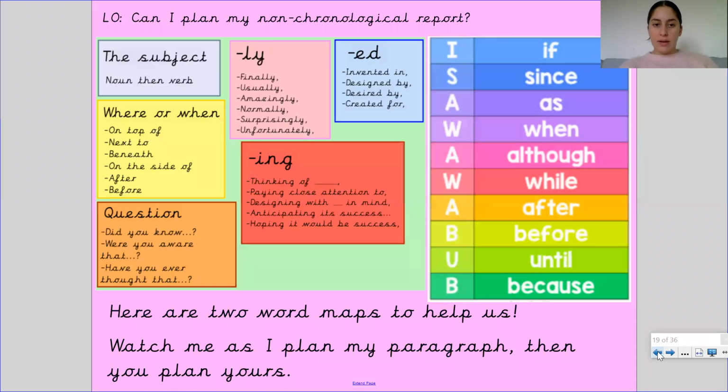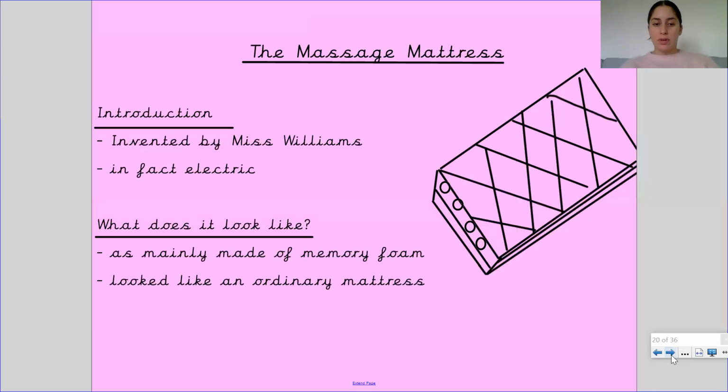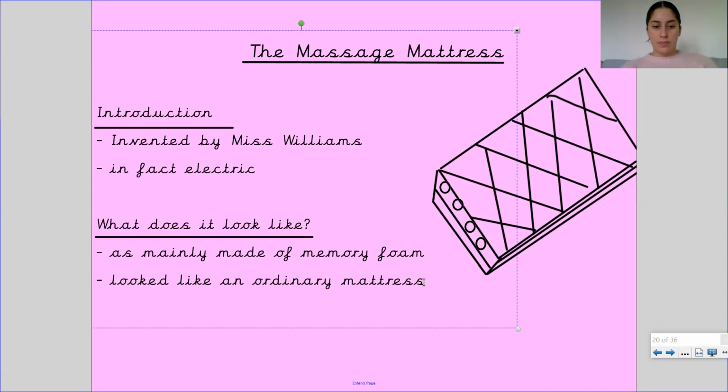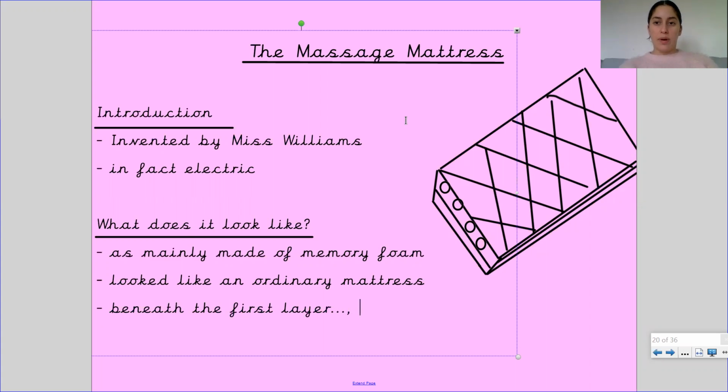So I'm going to go back to my sentence starters, and this section would be more relevant for me because it talks about where or when. I want to speak about where the extra features can be found. The extra features in my invention can be found beneath the surface, so beneath the first layer. So this is the sentence starter that I'm going to choose. Beneath the first layer, and then the rest of my information followed by a comma.